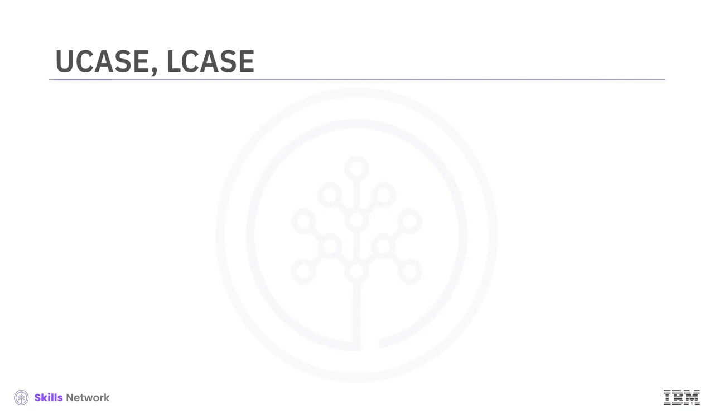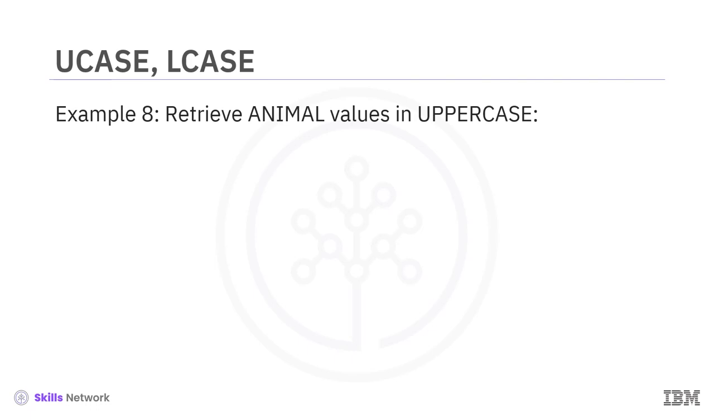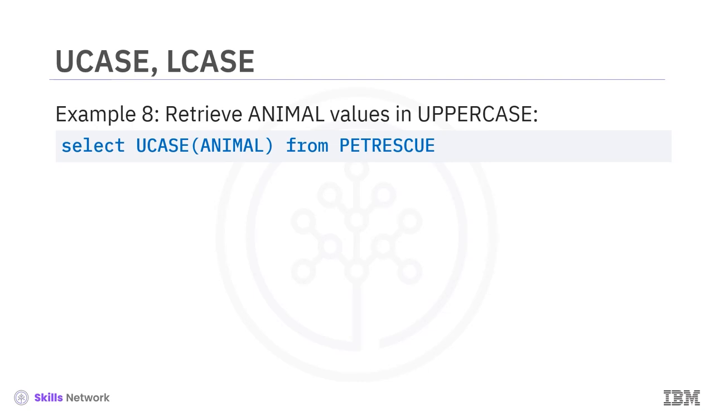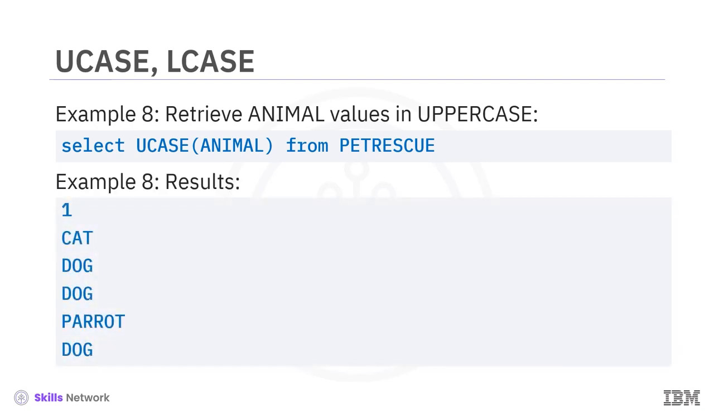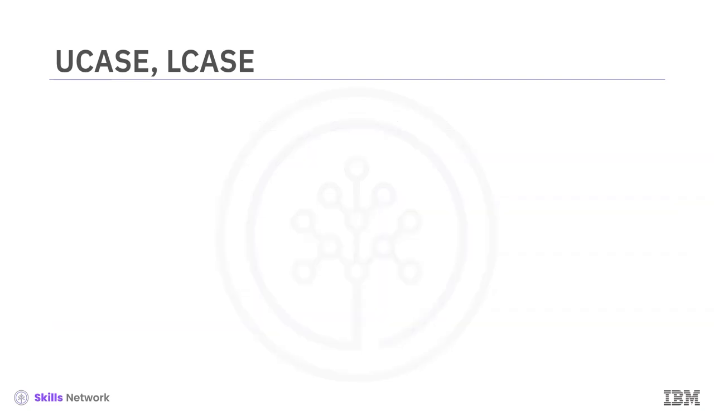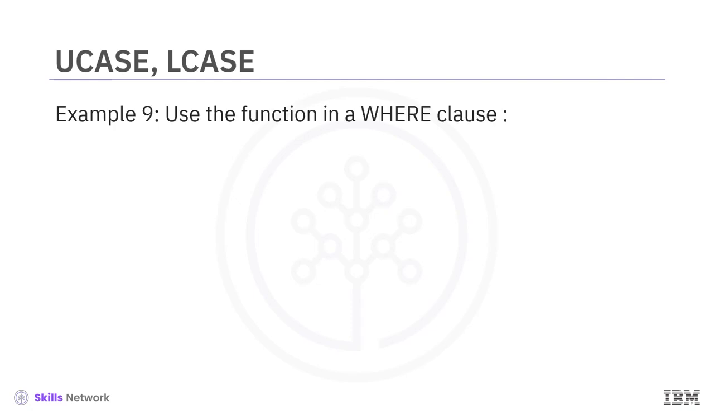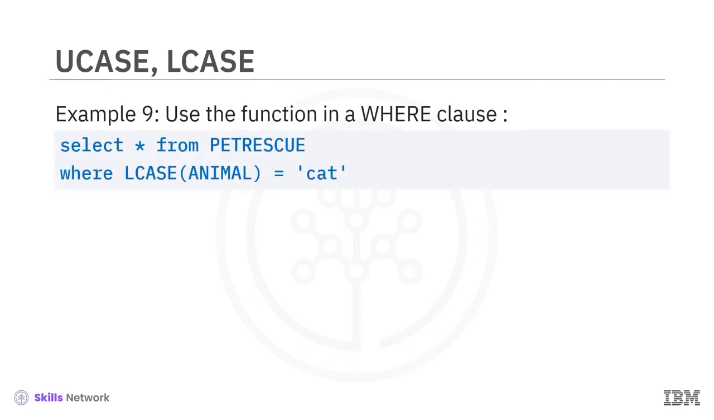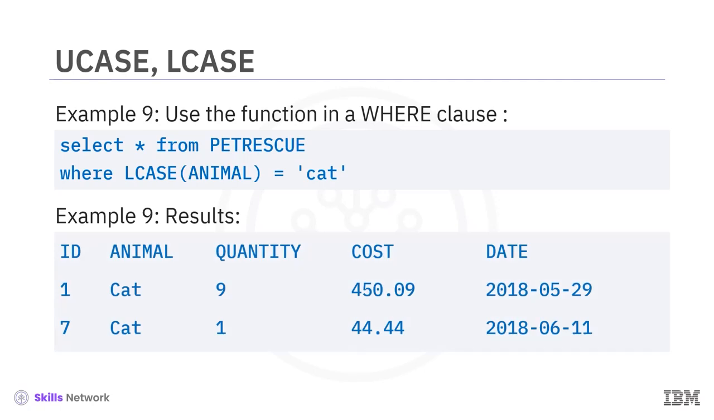Uppercase and lowercase functions can be used to return uppercase or lowercase values of strings. For example, to retrieve animal values in uppercase, select uppercase(animal) from pet rescue. Scalar functions can be used in the where clause. For example, to get lowercase values of the animal column for cat, select star from pet rescue where lowercase(animal) equals cat. This type of statement is useful for matching values in the where clause if you are not sure whether the values are stored in upper, lower, or mixed case in the table.